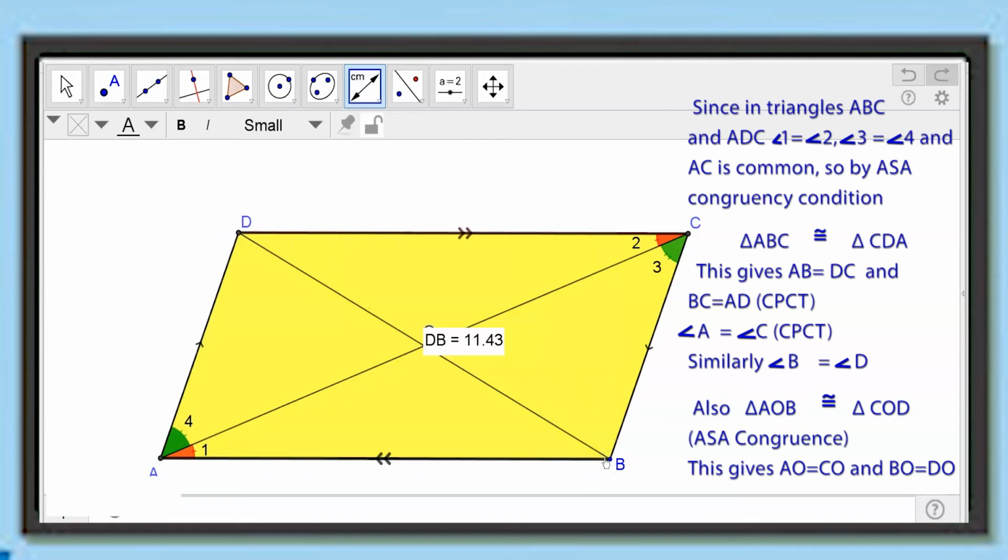That is coming out to be 11.43. So, the diagonals in a given parallelogram will not be equal. Can we say that the two diagonals will bisect each other? So, let us go and measure the segments to find out whether the two diagonals bisect each other.